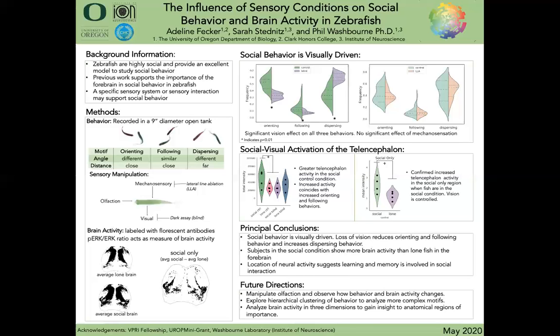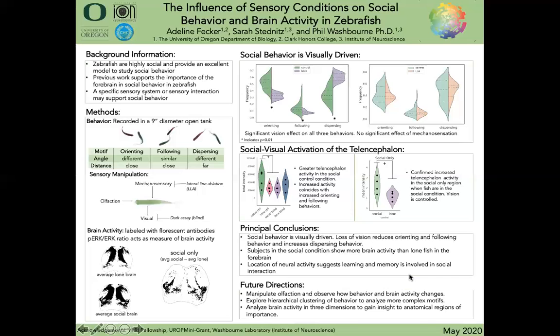When we look at brain activity, we see again the social control fish, the fish that have vision intact and have their lateral line intact and are being social. They have greater telencephalon activity than fish that are alone or fish that are in the dark. So again, it points to this importance of visual input. And looking at the social only region that we identified, we can see, yes, indeed, fish that are in the social condition have greater mean intensity in this region, which confirms that this is the region important for social behavior.